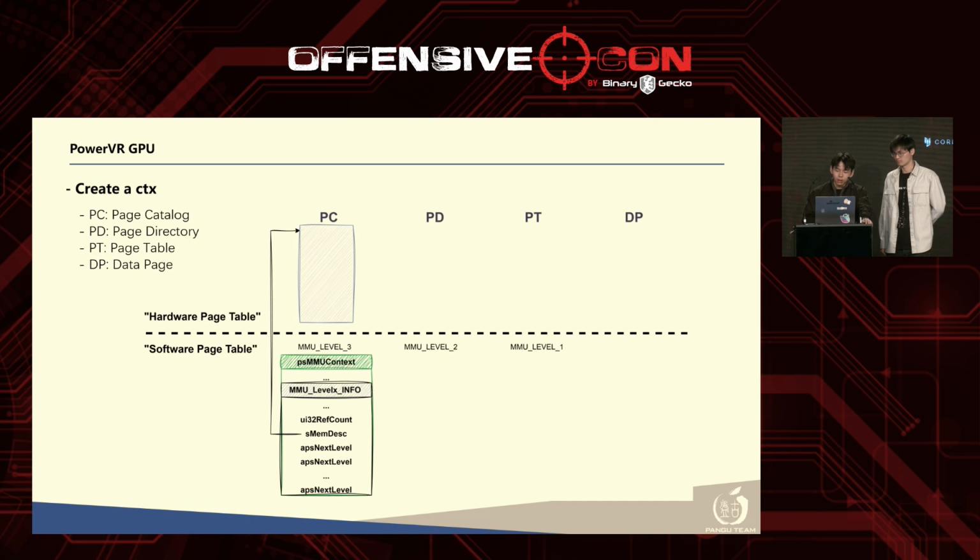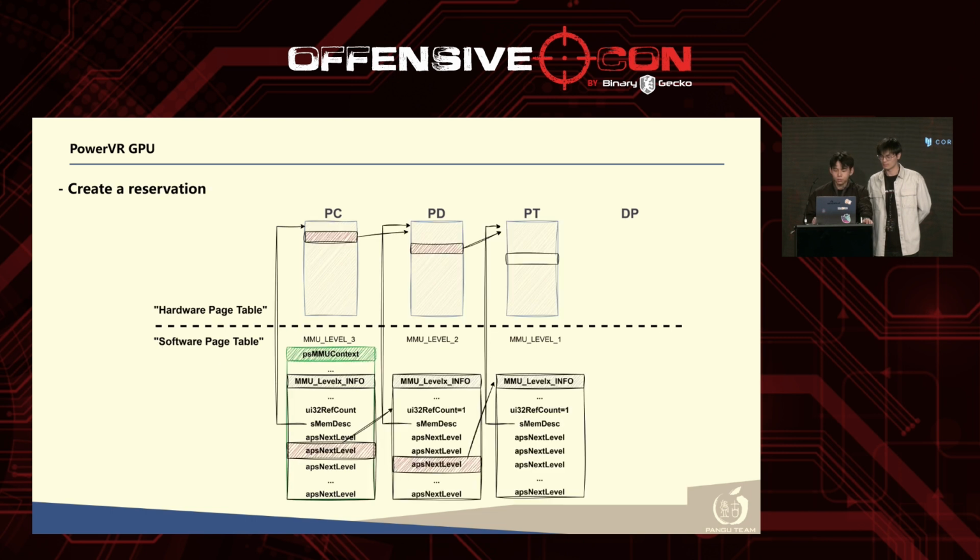Therefore, we just call it a software page table for convenience. Correspondingly, the upper page table is called the hardware page table, and it is used when we read or write certain GPU memory from the GPU side. As the figure shows, here the top level page table is being created. When we create a reservation, the driver will create the PD and the PT page table if there is no such thing. Also, both the software page table and the hardware page table are created. What we should pay attention to is that the PT entry is not set.